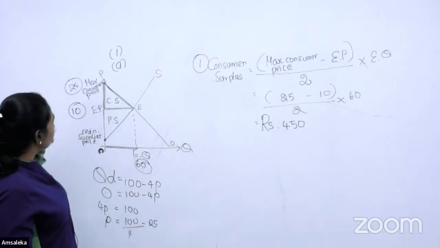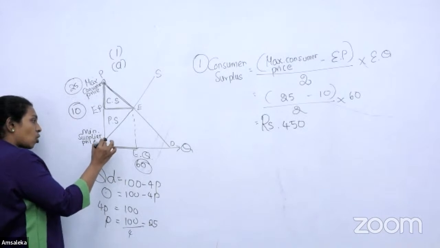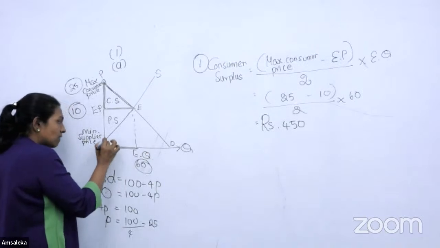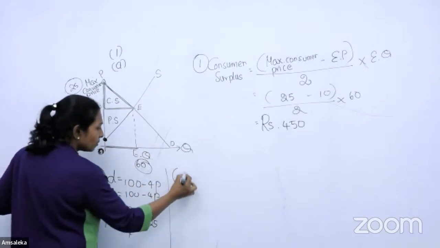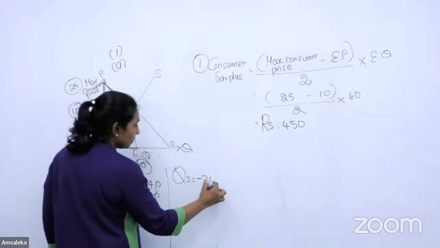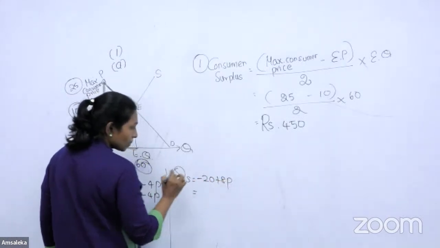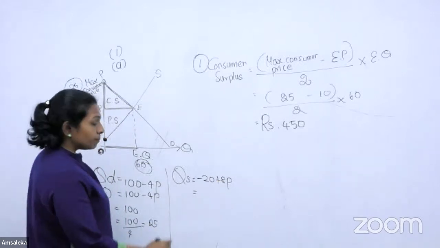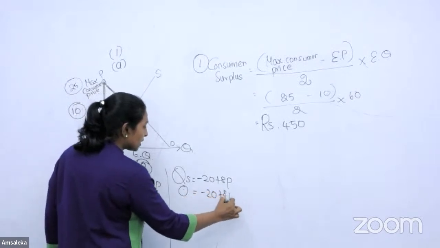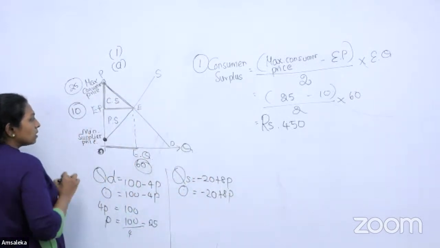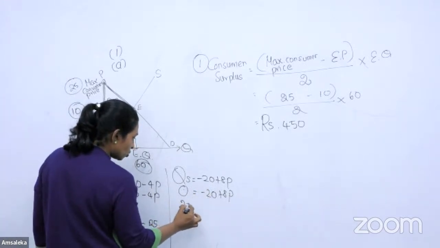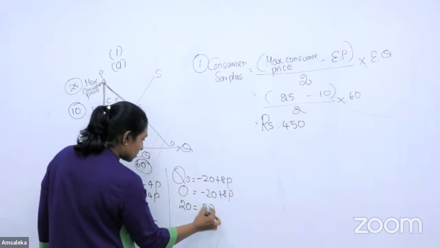Okay, now we found 25. Now the case is, we want to find this price. Same story. When Q is 0, what is the price? Now the QS formula is given: minus 20 plus 8P. So 0 equals minus 20 plus 8P. Why 0? Because Q is 0, and now we are going to find the minimum supply price. So minus 20 I will take to the other side as 20, plus 8P.